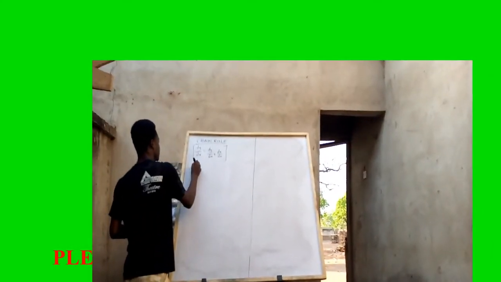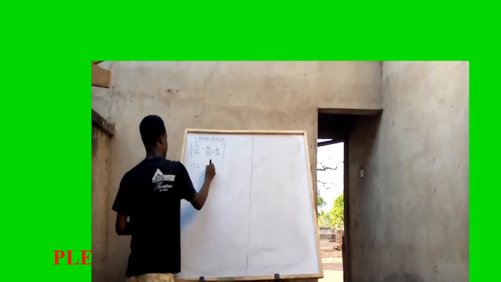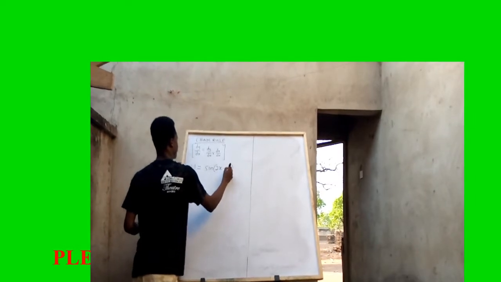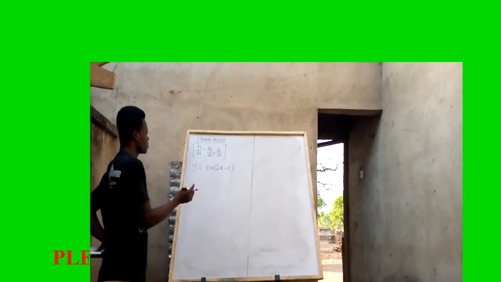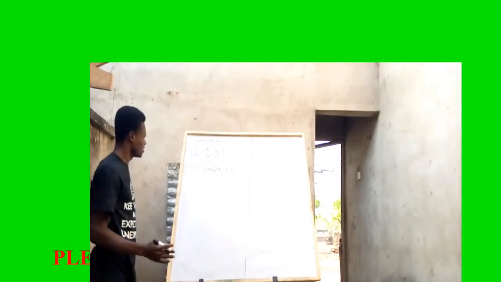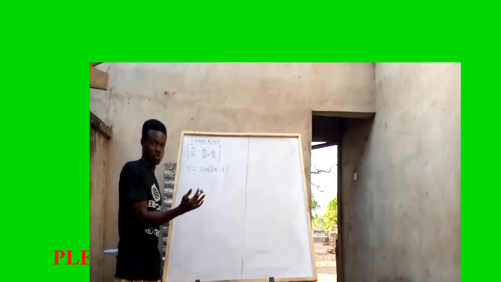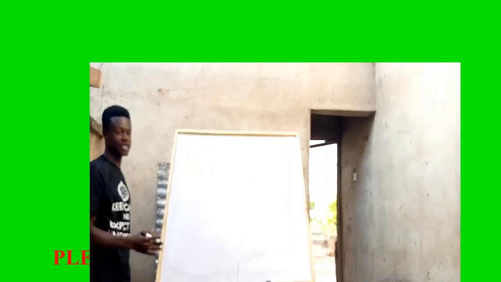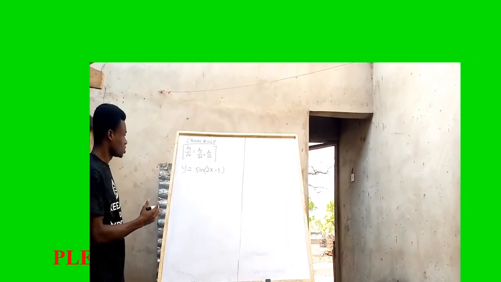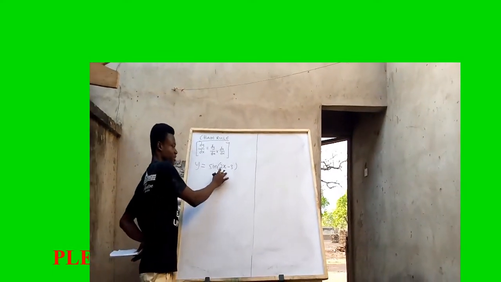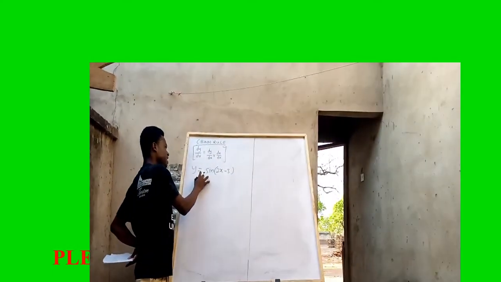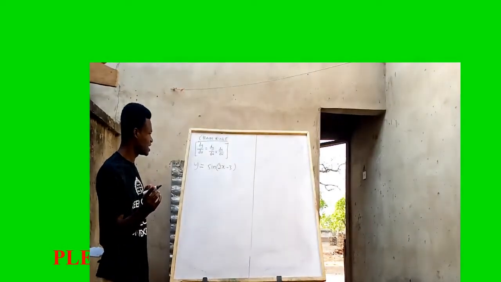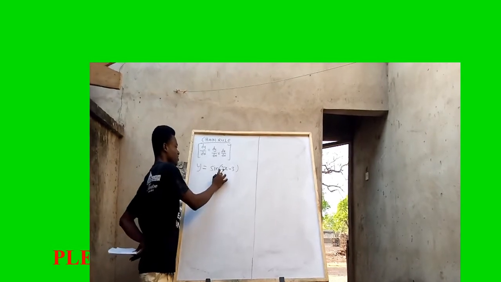So you have a question like this: y is equal to sine(2x minus 3). When a question is given like this, you can't apply the product rule, you can't apply the quotient rule, and you can't do simple differentiation to get the answer. So you have to think here. We need to convert this expression to a standard form, because sine of (2x minus 3) is not in the standard form.